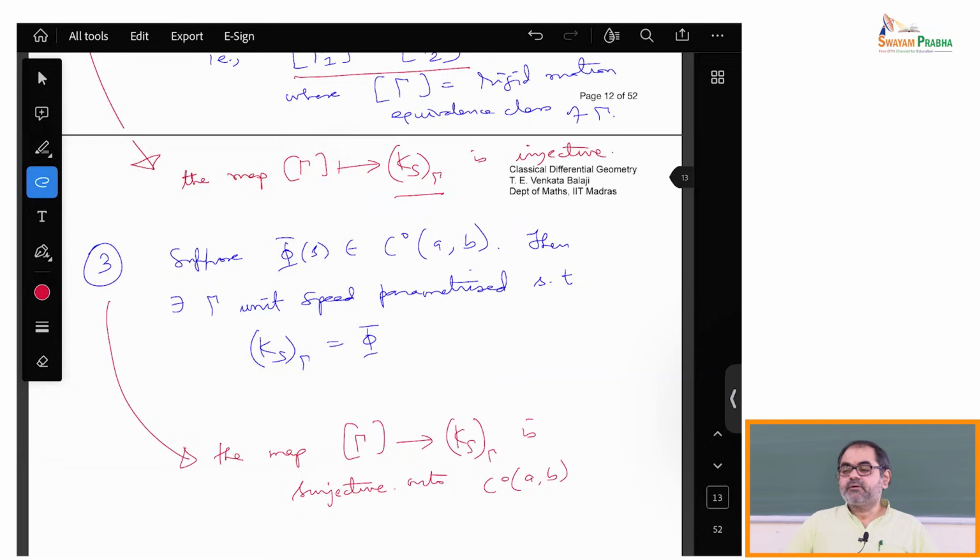So these three statements will give you a bijection between the rigid motion equivalence classes of plane curves and sign curvatures. And that is a classification theorem. All right, so let us look at the proof of this. What I want to say, again, is that you cannot get this classification theorem for plane curves from the classification theorem for space curves.